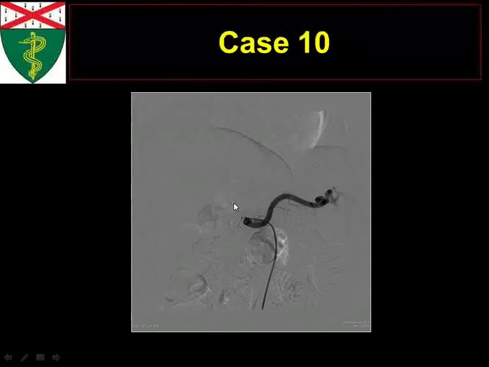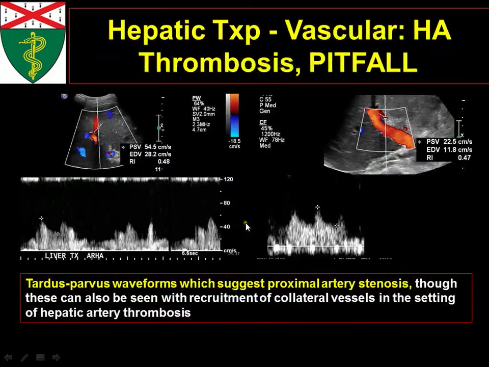Then they went to IR. What do you see here? Same thing? Yes. Celiac artery cannulated, splenic artery here. You can't get any flow in the common hepatic artery. So that's a great case. A lot of people take this case, and you nailed it.